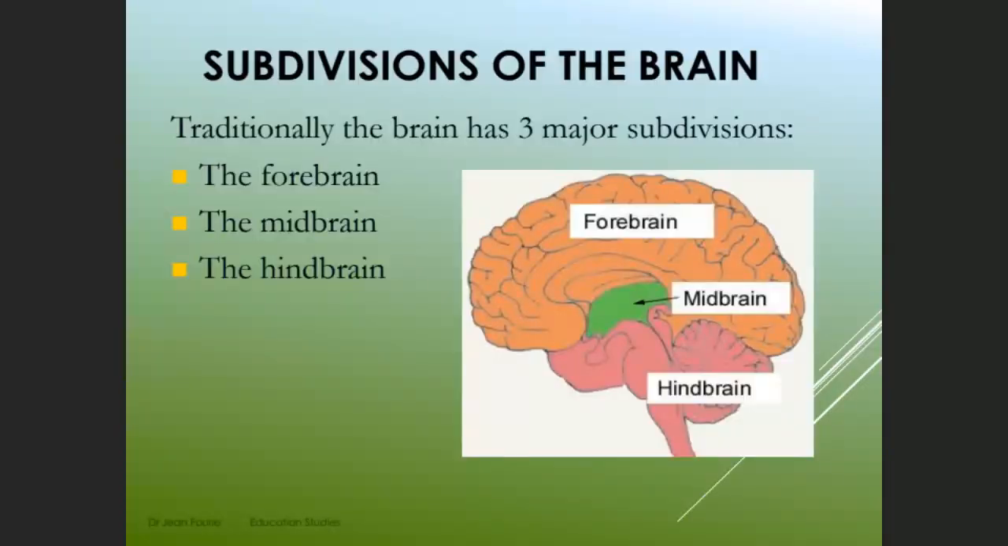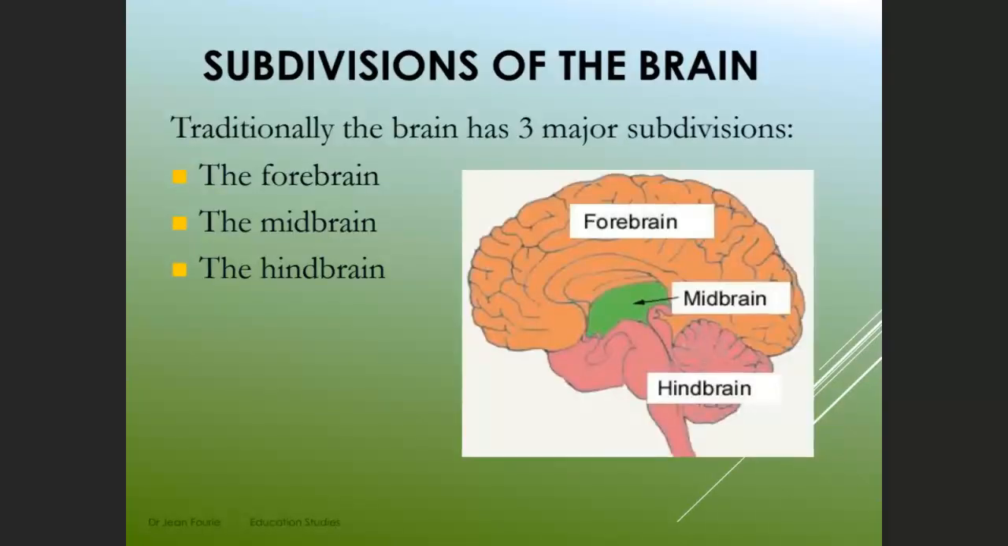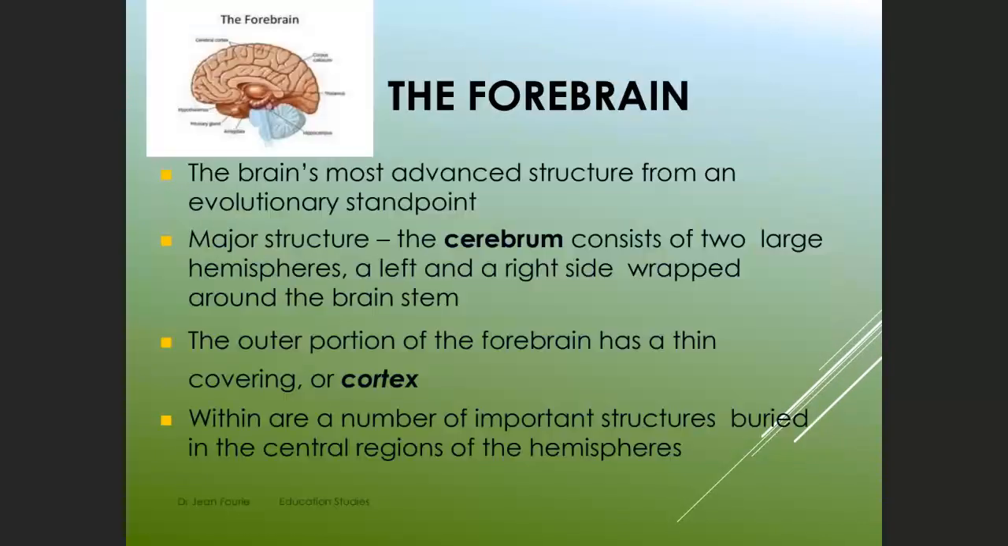If we think about another way of looking at the structures of the brain, traditionally we look at the three main subdivisions, and these are known as the forebrain, this orange part, the midbrain, the part right in the center in green, and the hind brain, which consists of the cerebellum and some other structures. So we'll go through those.